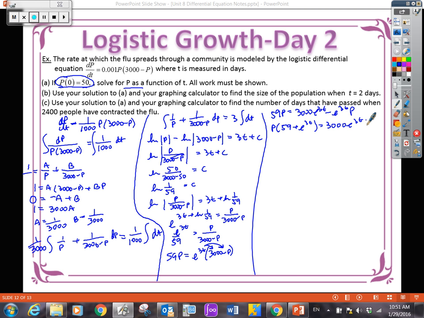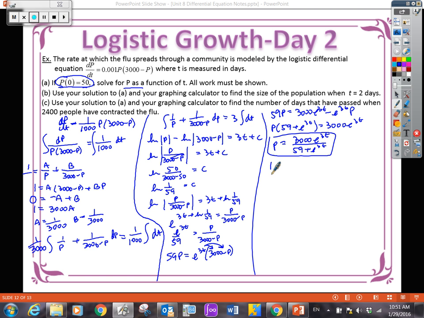Hopefully we see the light at the end of the tunnel. We are almost done with this. And we have p is going to equal 3000 e to the 3t over 59 plus e to the 3t. Whew. Fantastic. That is part A. Yay! I know the looks on your faces. How are we doing okay? I know it's algebra intense. I understand. It's really algebra heavy, but doable. Right? It's doable. Okay. So once we get the equation, the rest is pretty easy.